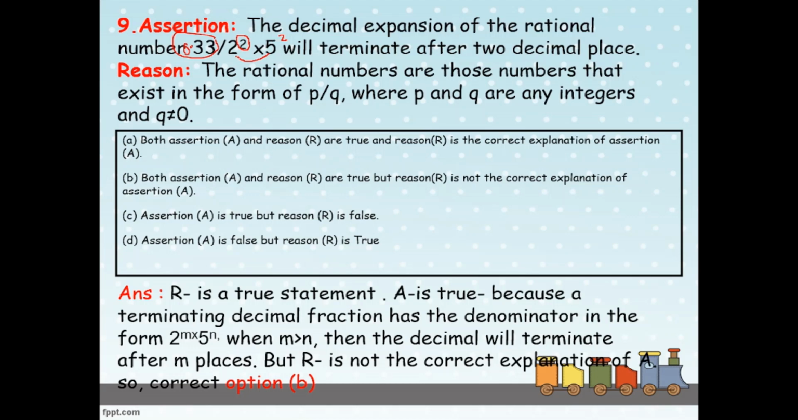So whenever you have a denominator of the form 2 power m and 5 power n, find the highest power. Suppose it is 2 power 2 and 5 power 3. The number will terminate after 3 places. Okay, that is the logic. So the assertion is also a true statement. But when both are true, we have two options: whether they are explaining each other properly or not. So we will check the connection between these two statements. Here the reason is talking about rational numbers. The assertion is talking about terminating decimal places. So both are little different things. The reason is not explaining the assertion. So we go for option B.